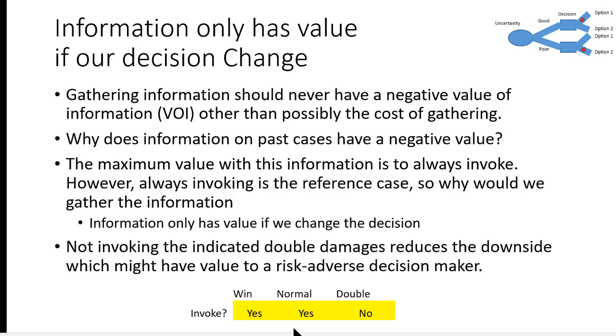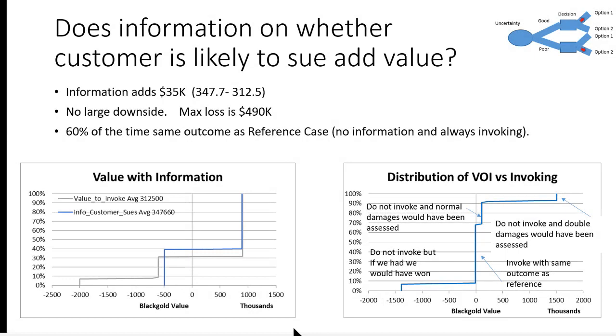So not invoking when the indicated double damages, which would be the gut feel response decision policy, reduces the downside, which might have value to a risk-averse decision maker. So now let's move on to the customer.